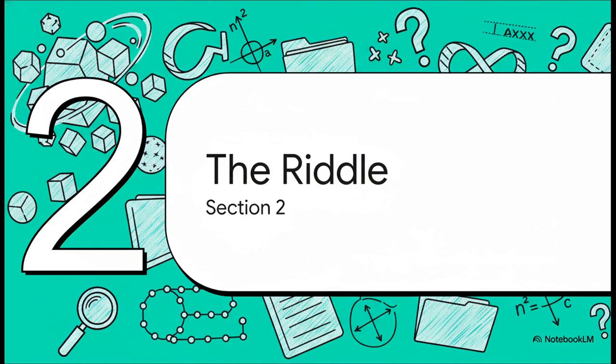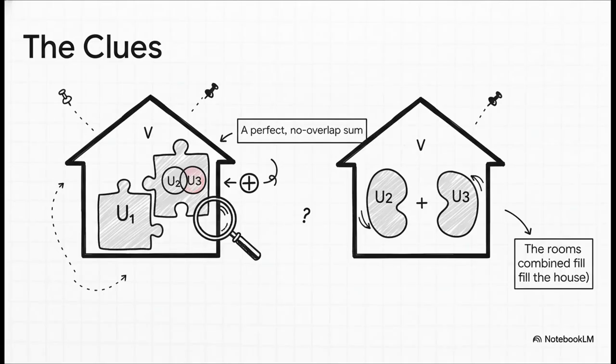Okay, we've got our definitions down, we know the setting, it's time to open up the case file and see what clues we're working with. So here are the clues left at the scene. We've got 2 of them. Clue number 1 tells us that room 1, combined with the shared part of room 2 and room 3, perfectly fills up the entire house. Now see that little plus sign in a circle? That's super important. It means this isn't just a casual combination, it's what's called a direct sum.